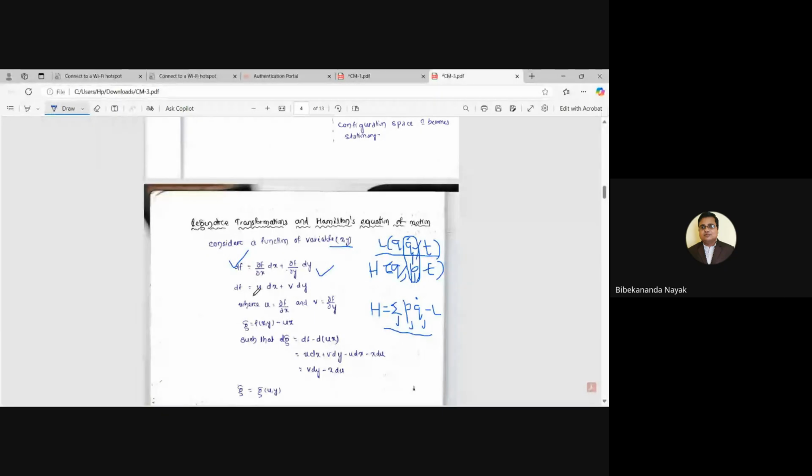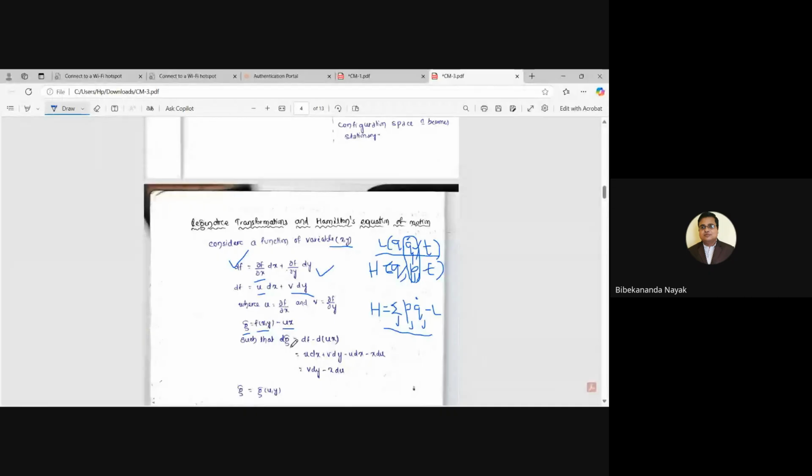Let u be del f by del x and v be del f by del y, so df is u dx plus v dy. Here also we have some relations: Pj is equal to del L by del qj dot. We know that. Now set another variable g, which is the function f(x, y) minus ux. Here we change the basis from x to u, so my g will be a function of y and u.